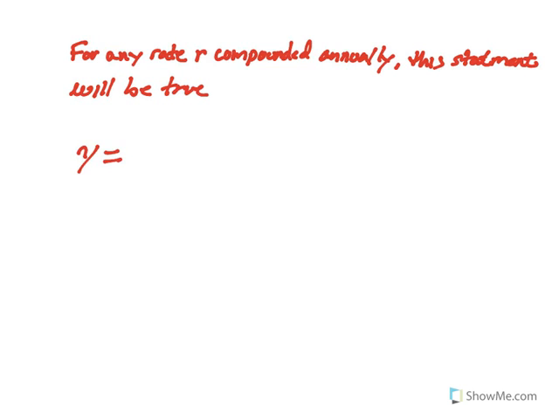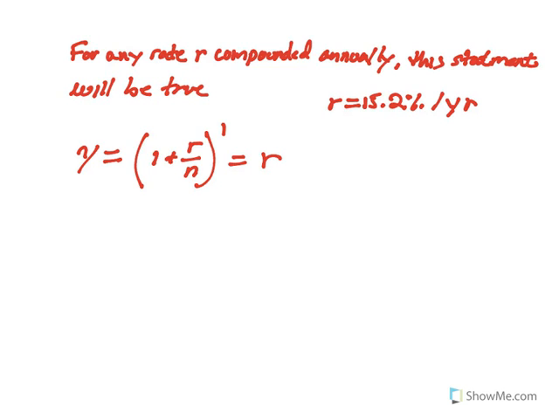So that means the effective annual yield is going to be this formula: 1 plus R over N, to the N, minus 1, that's going to equal the rate. Since we said the rate is 15.25% per year, if we plug it in, watch this. You're going to do 1 plus the rate, which we said was 0.1525. N is going to be 1, raise that to the 1.